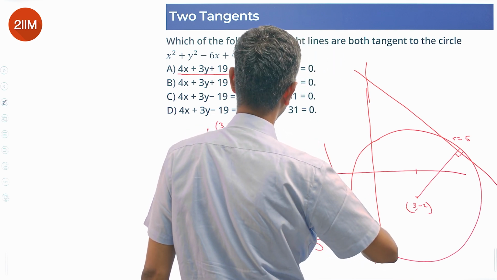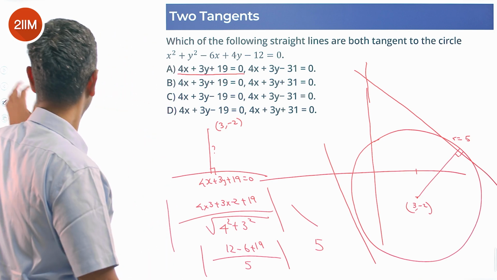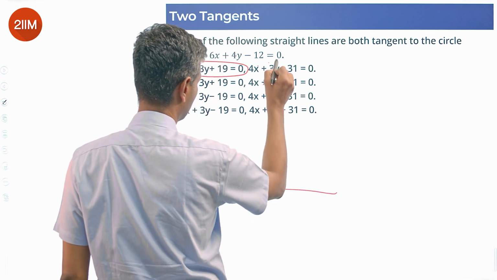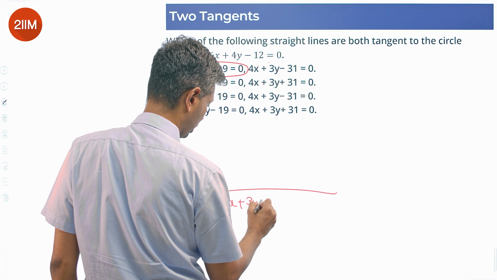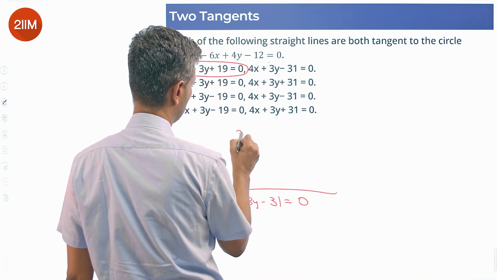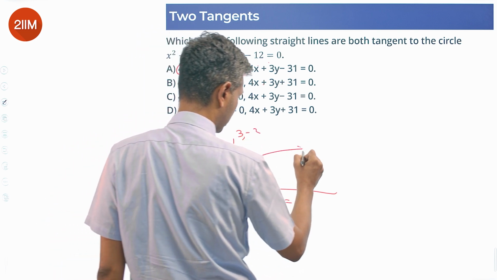So 31 should be minus on that side. Let's check it out. This works. So I'm going to check this first and then come to this. 4x plus 3y minus 31 equal to 0. I'm comparing from 3 comma minus 2. This perpendicular distance is what I want to calculate.